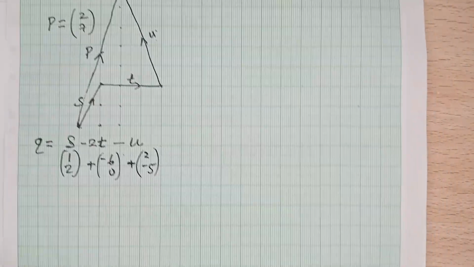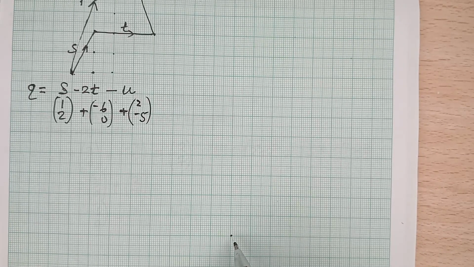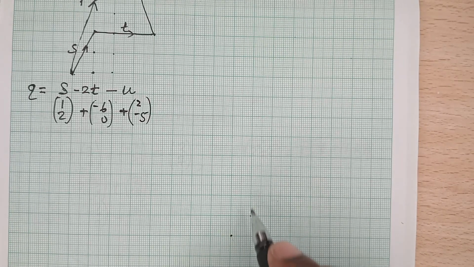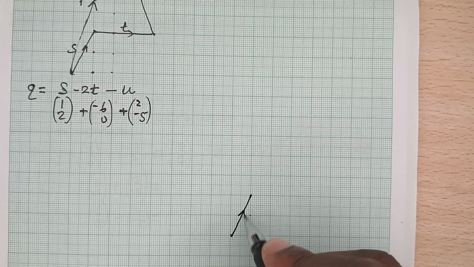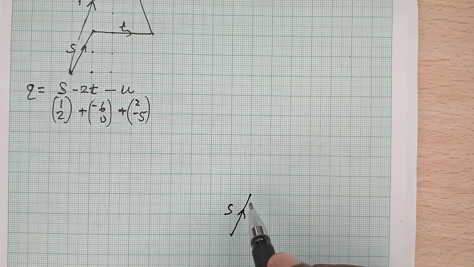And let us have our starting point. This is our starting point. First of all, 1, 2. So 1, 1, 2, this vector, and we call it vector s. And then minus 6, 0.